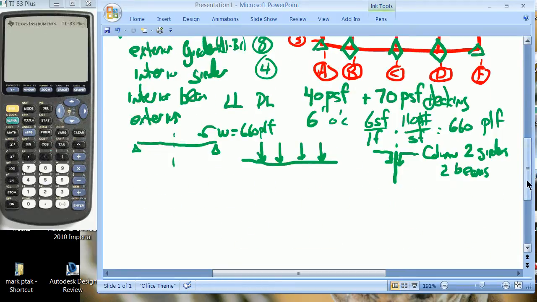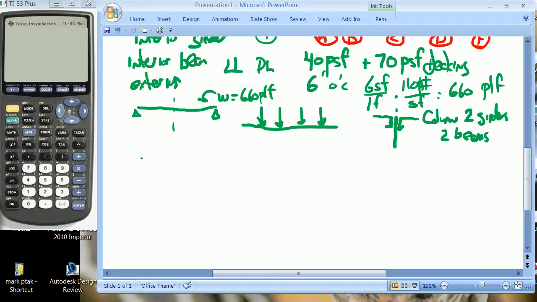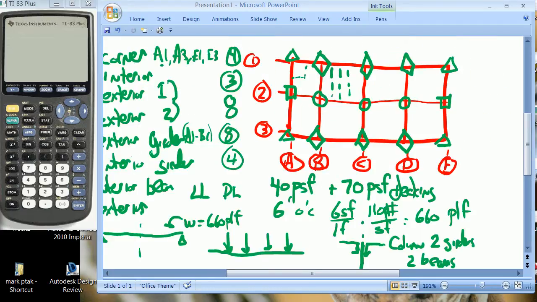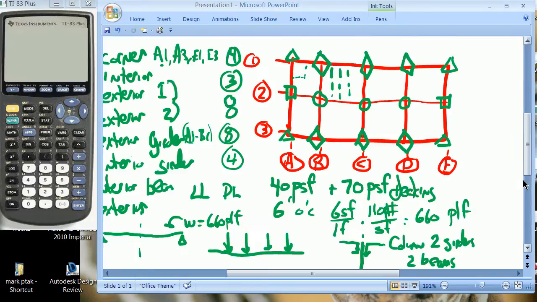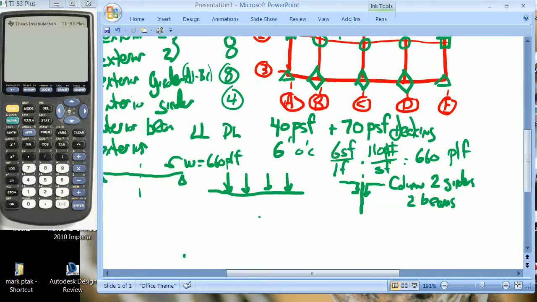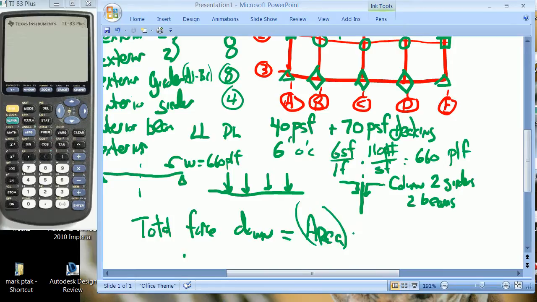see if I can go down here a little bit. If you know the total force in all of them, total force down should be equal to the area times the pressure down. And that's true at any and all levels. So that's a check. That's your check.